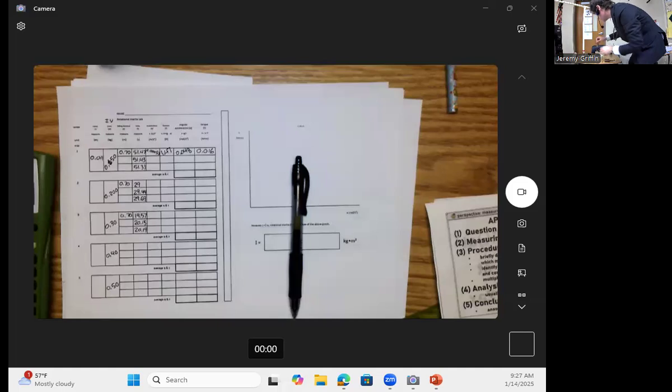There. Okay, so next one, we're doing 400 grams. So here first, 400 grams.